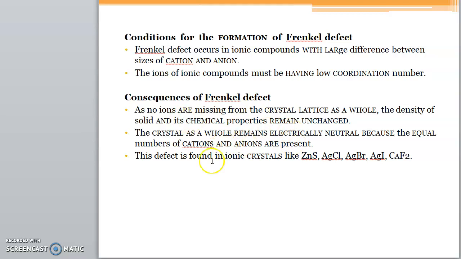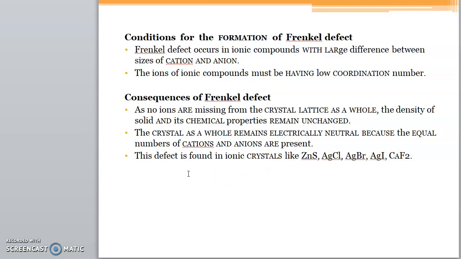The crystal as a whole remains electrically neutral. Why? Because the positive and the negative charges are equal. That's why the electrical neutrality remains intact. In which compounds is this defect generally found? It's found in zinc sulfide, silver chloride, silver bromide, silver iodide, and calcium fluoride. These are the ionic compounds in which you'll find Frenkel defect.